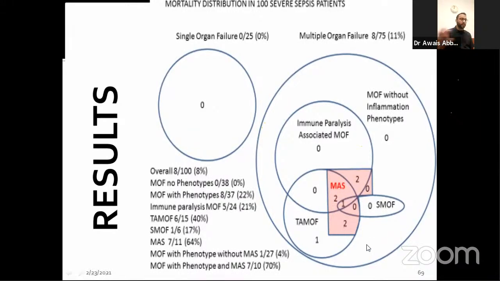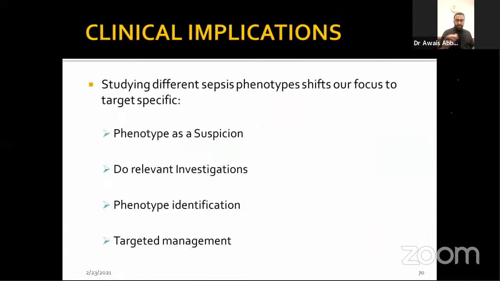This picture particularly shows that both subsets of patients had multi-organ failure, but the patients without any of these three phenotypes did not have any mortality and did not develop MAS. And the patients having these three phenotypes actually had mortalities and they went into MAS as well. I'll just be finishing the presentation with the last few slides.